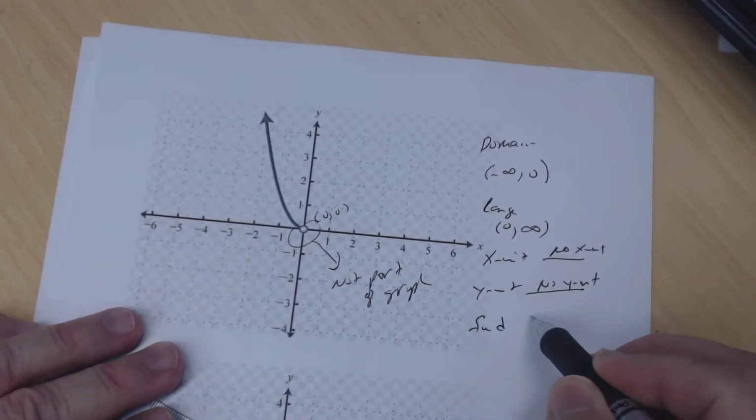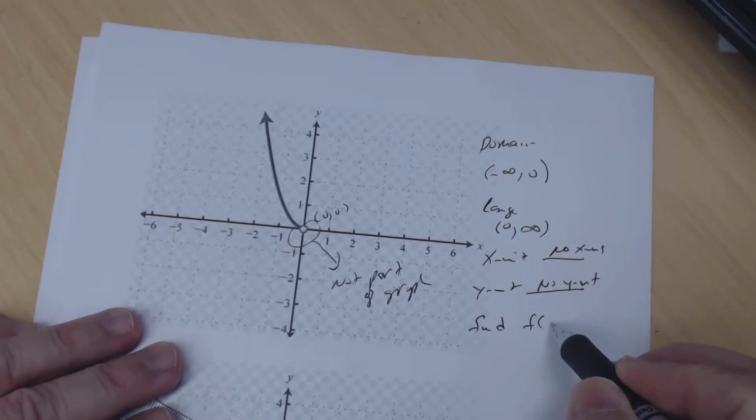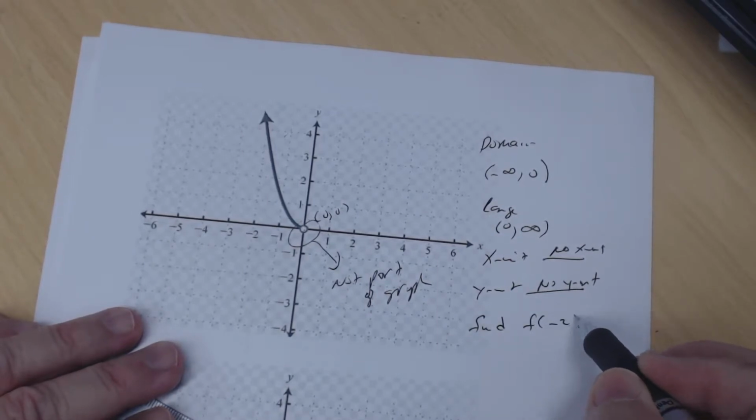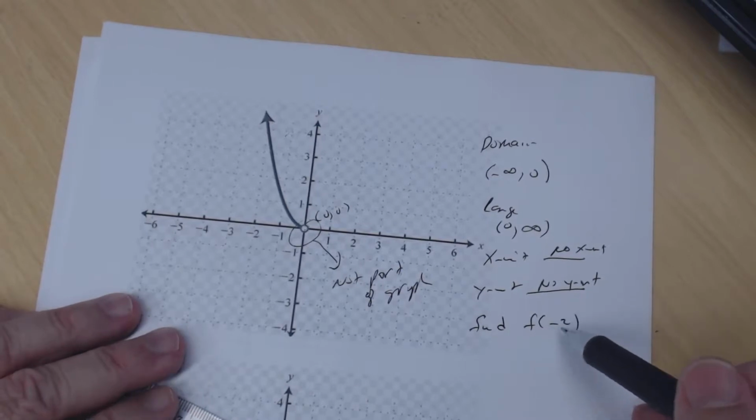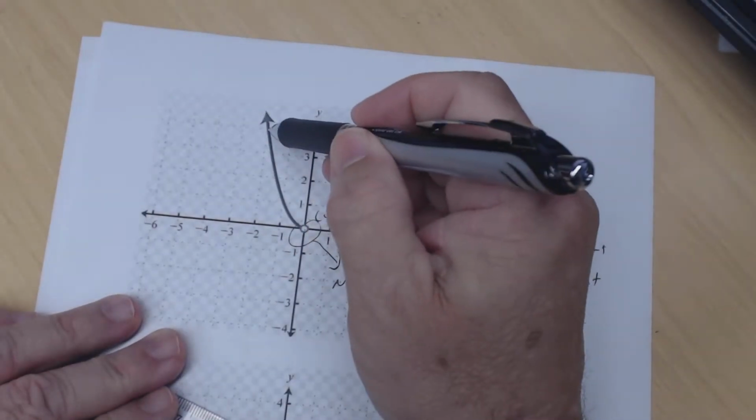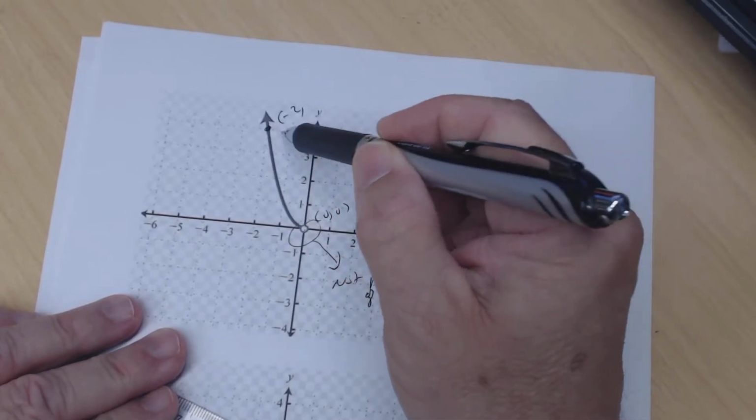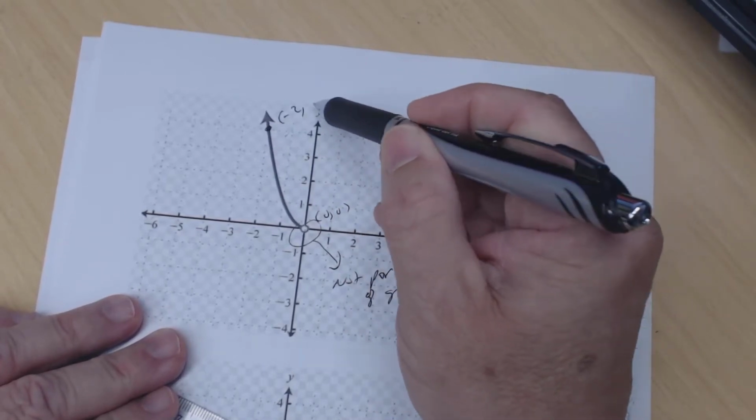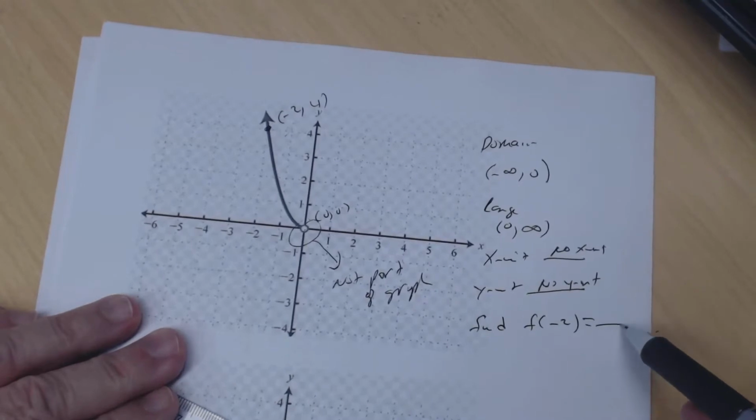All right, let's suppose you want to find f of, let's say, -2. So what's the y value when x is -2? Well, when x is -2, you go and you find the point. Here's a point here. So when x is -2, that y value is 4. And so that's what you put in the blank, 4.